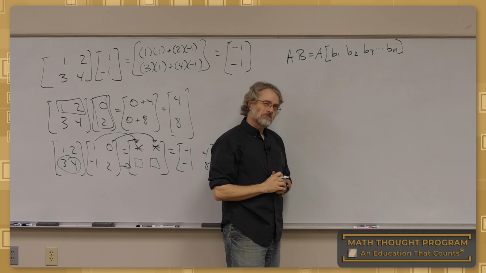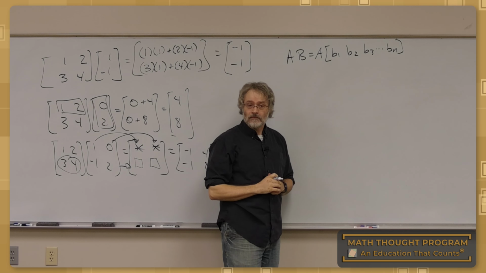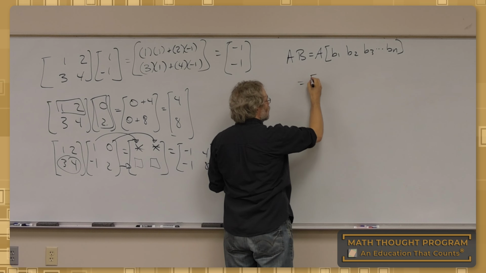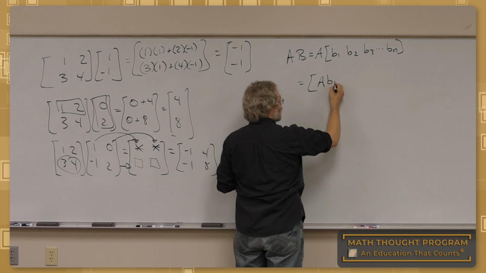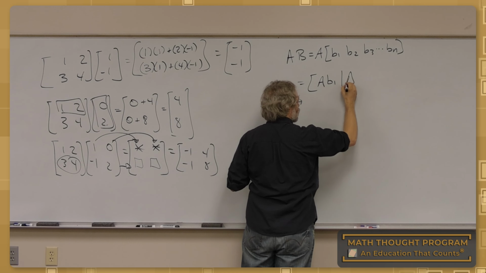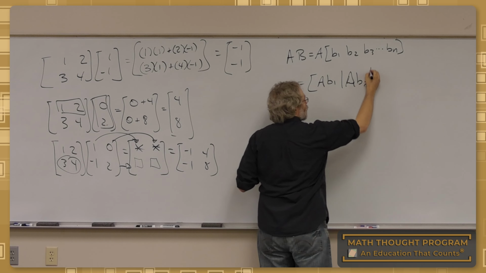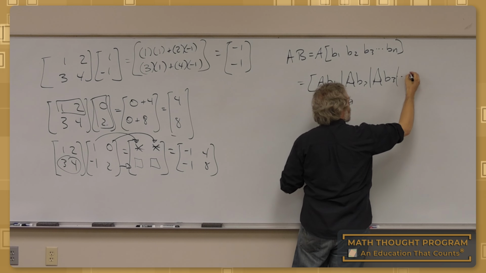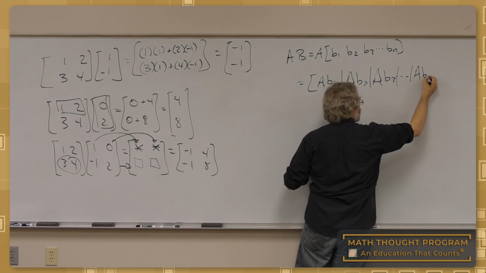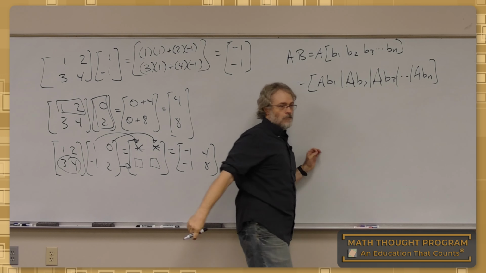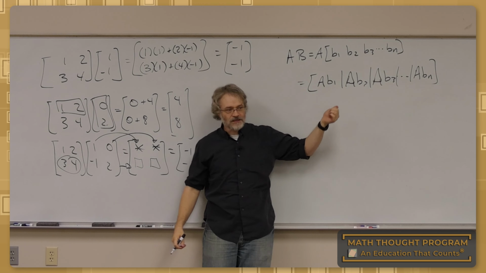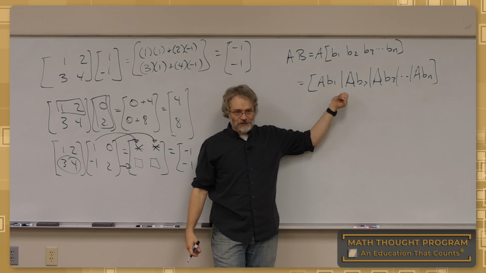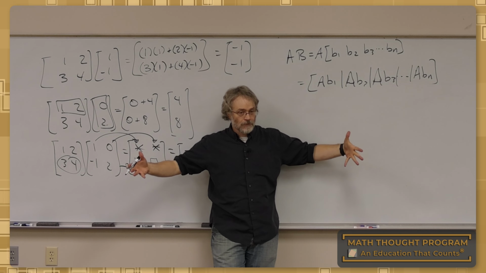As many as I want? Well, yeah. And when you operate, what you're doing really is operating on each one of these columns, and you're seeing what happens under the transformation. That is, in a sense, what matrix multiplication really is: a whole bunch of vector operations in a single step.